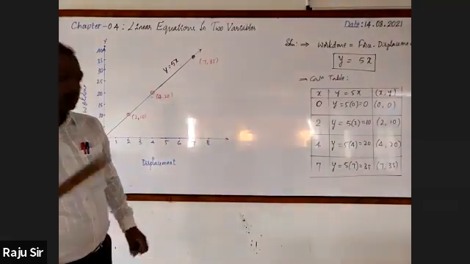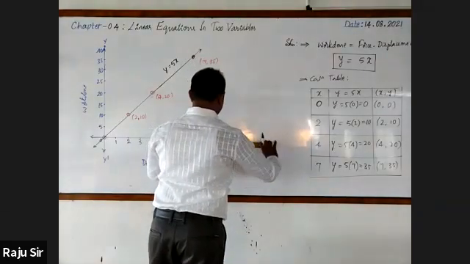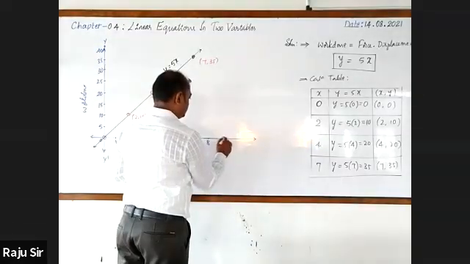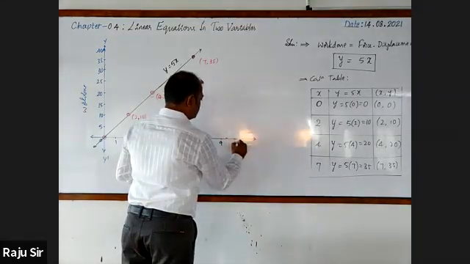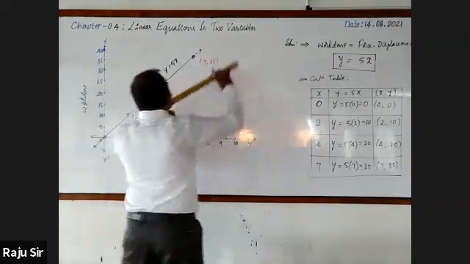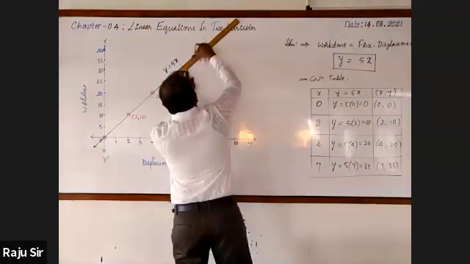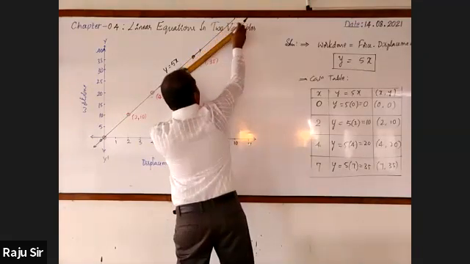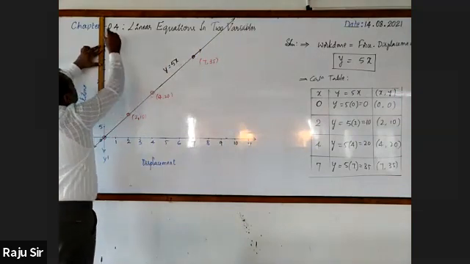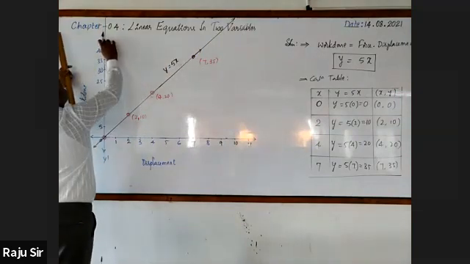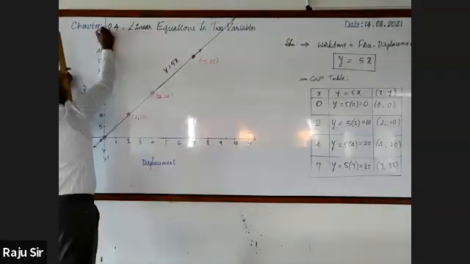So I need to extend the line. Sir, 10 units is not there, sir. Here I mark it: 9, 10. So then you have to extend this. We have to extend this out: 40, 45, 50, 55.